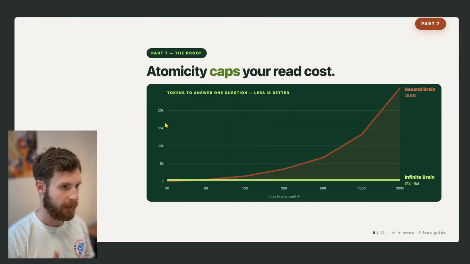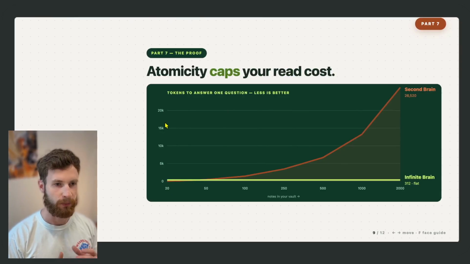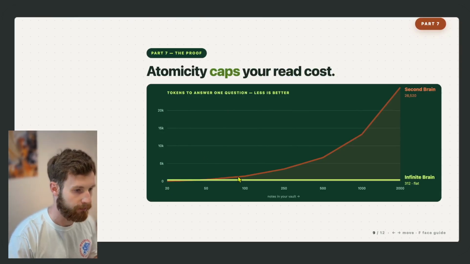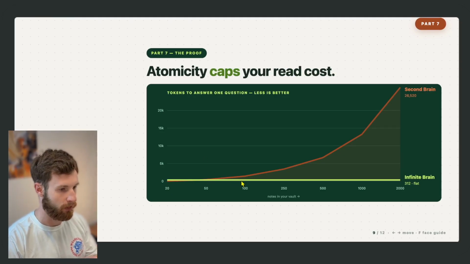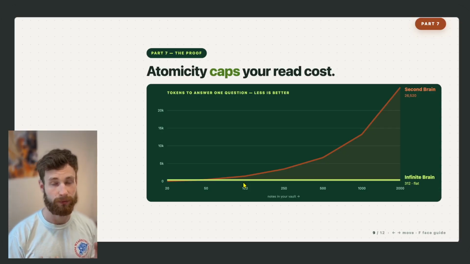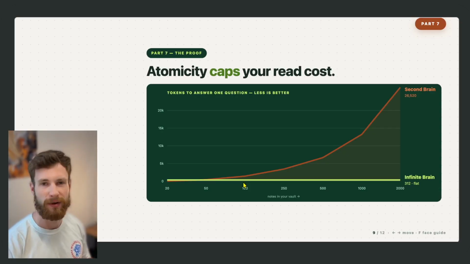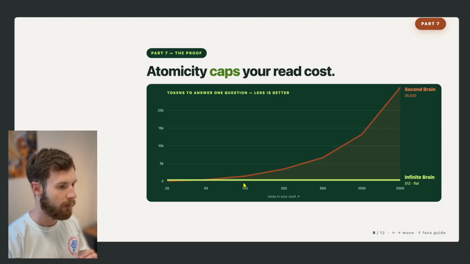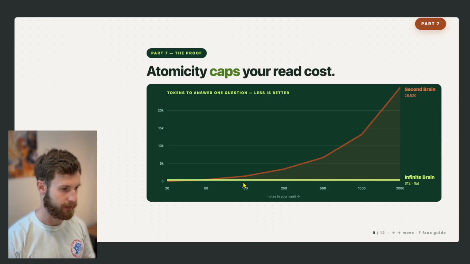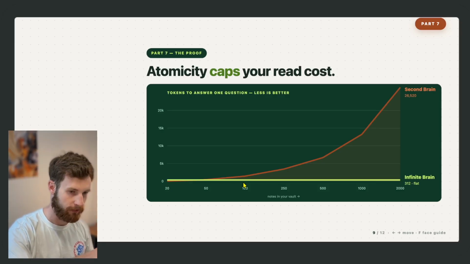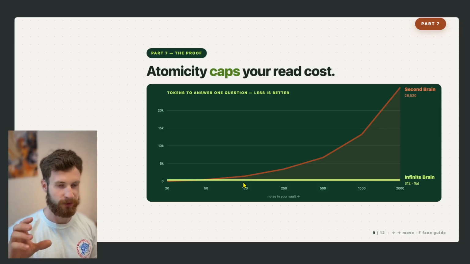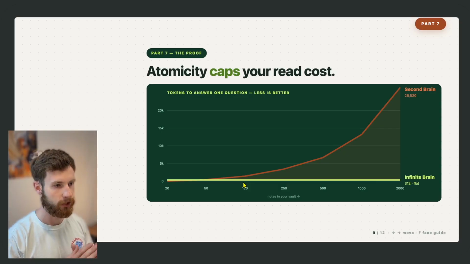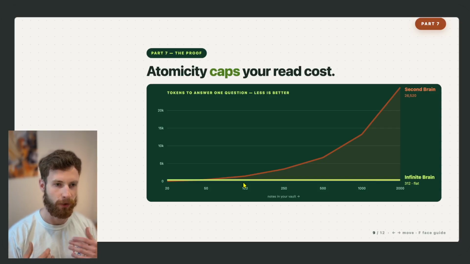Let me come back to this chart and show you why the infinite brain works better than the second brain. If you have only up to 50 or 100 different markdown files, so text files connected to each other, there is no huge difference in the number of tokens that you need to use. But I went ahead and tested all the different systems here, starting with 20 markdown files all the way up to 2,000 files. I wanted to see how many tokens it cost to answer a simple question, where AI needed to go into this knowledge graph and find the answer to my question.